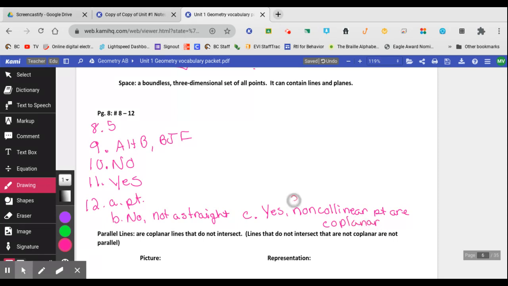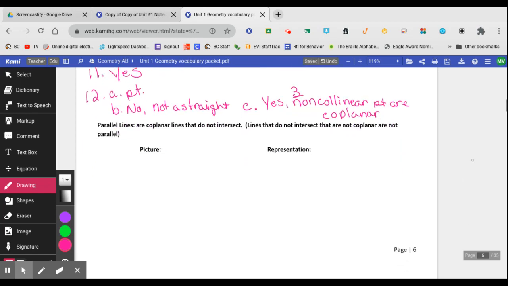I left out 3. It's important that we talk about 3. Not all non-collinear points are coplanar. Parallel lines are coplanar lines that do not intersect. Lines that do not intersect that are not coplanar are not parallel. So, parallel train tracks. That's what they look like. We use this symbol to say parallel.